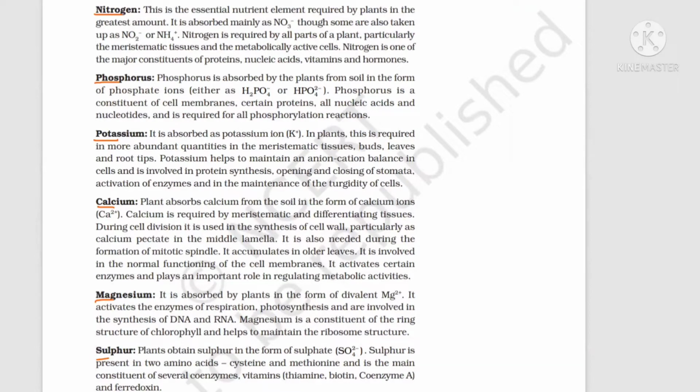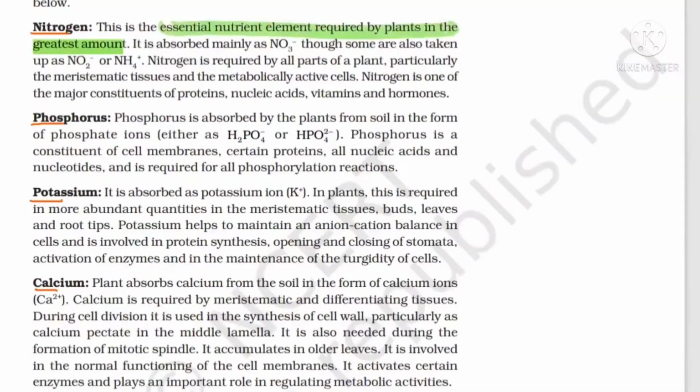So first of all, see for nitrogen, question area, it is the essential nutrient which is required in the greatest amount. If they ask you which macronutrient is required in the greatest amount, already it is macro, but then also, the one required in the greatest amount is nitrogen. Now it is absorbed by the plants in the form of nitrate. Though some can take nitrite also, or some can absorb in the form of ammonium ions.